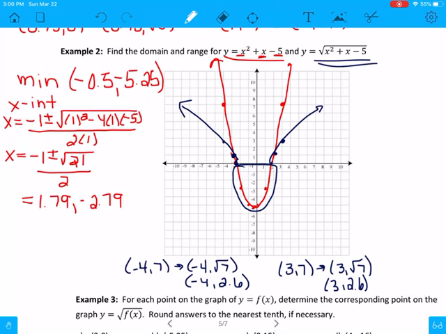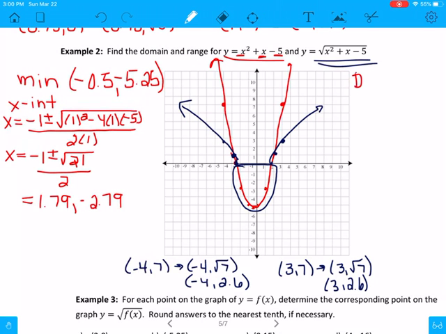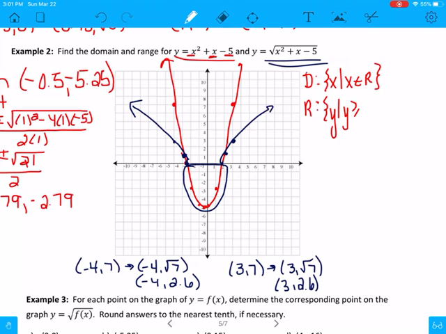So let's look at the red one, the original quadratic. That one should be easy for your domain because it's just from last year. The domain is x ∈ ℝ for the red function. And my range is y such that y is greater than or equal to my lowest y, which is here, negative 5.25, y ∈ ℝ.